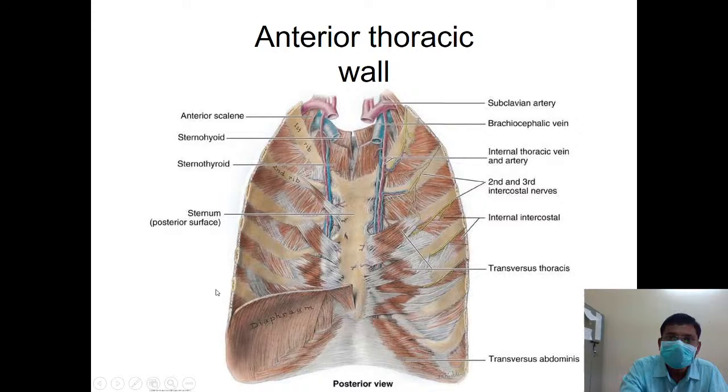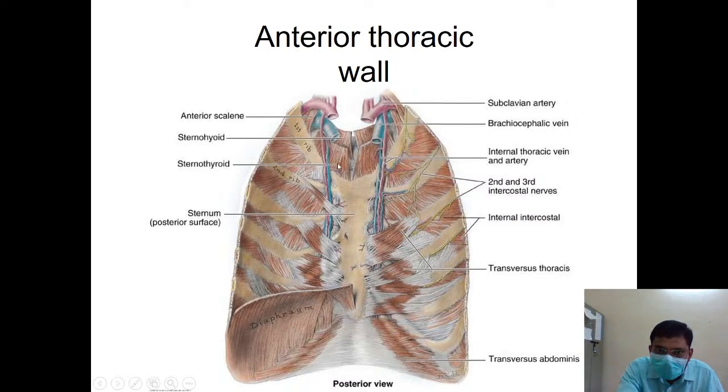the transversus thoracis muscle. Here it is very clear: there is a subclavian artery, brachiocephalic vein, and you can see the internal thoracic vein and artery. Now please see here, you can see the second and third intercostal nerves. From here, you can see one muscle called the transversus thoracis, right? This is the transversus thoracis, okay? And now you can see the transversus abdominis muscle, and this is the diaphragm. Now you can see the posterior surface of the sternum, okay?